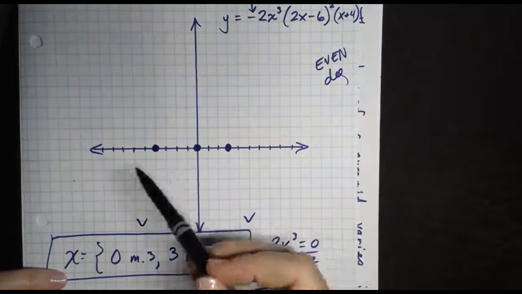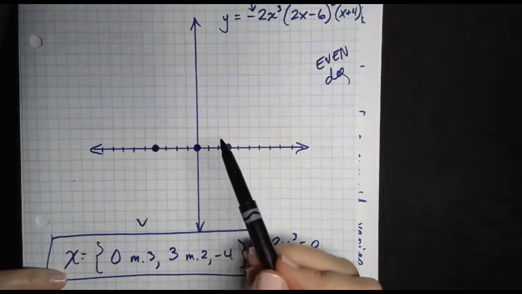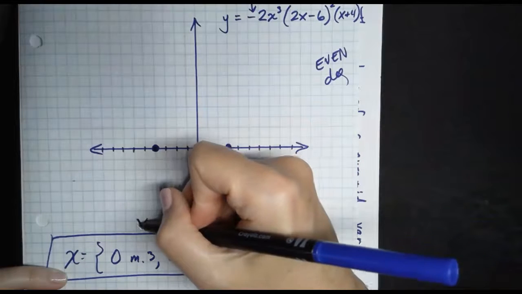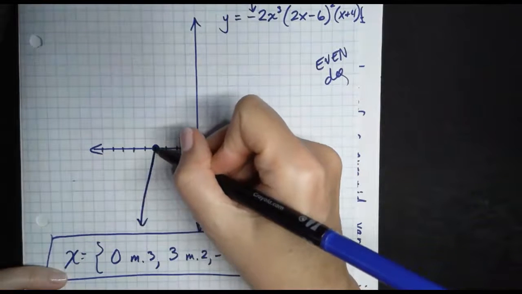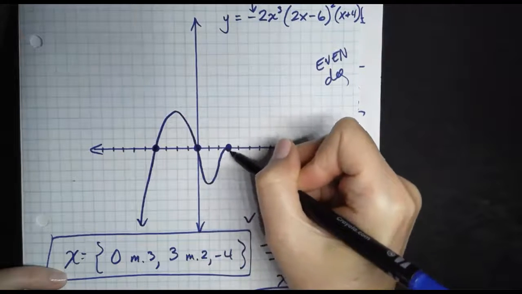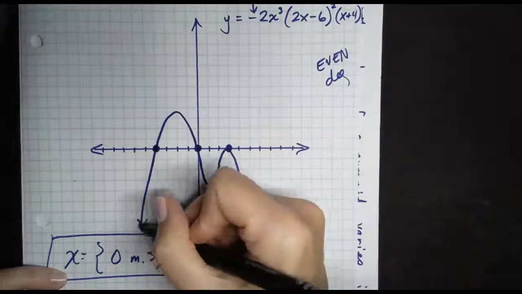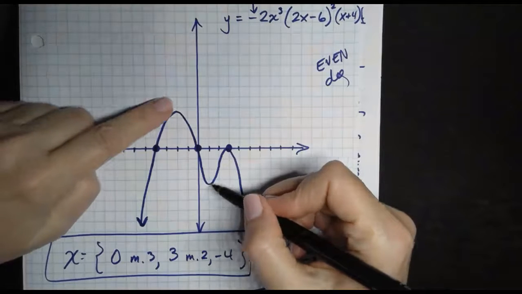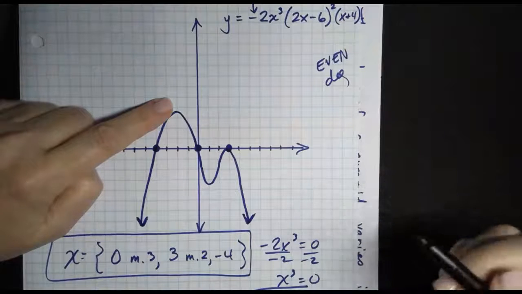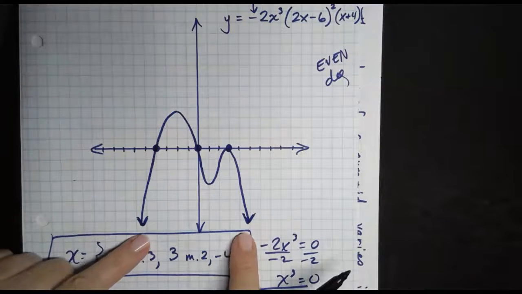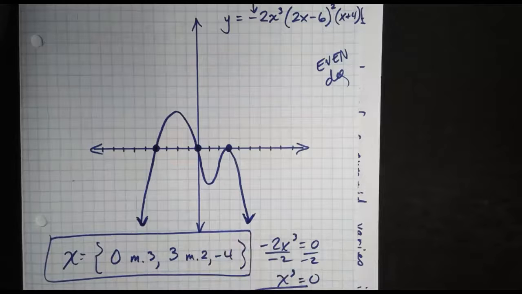So once again, we're passing, we're bouncing. So we are going to pass, we are going to pass, and we are going to bounce. There we go. Remember, I'm not going crazy over precision here. I don't really need to know a relative max or relative min. I'm looking for behavior on the x-axis and end behavior as well. Very simple to graph there.